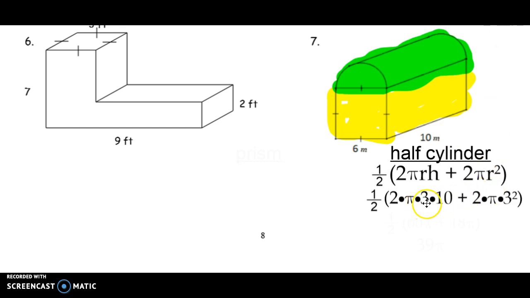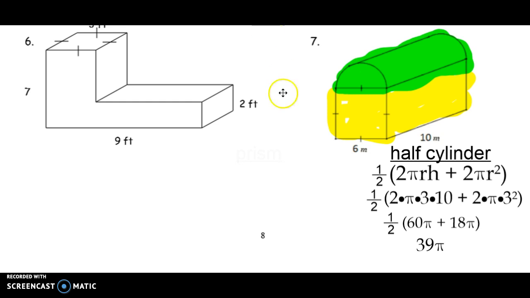Do you have 3 in for the radius? It's 6 all the way across, so it's only 3 right here. And then after you did that, did you simplify and eventually get 39 pi? If you did, great. Let's keep moving on. If not, pause the video and check your work. See if you can figure out where the mistake was.